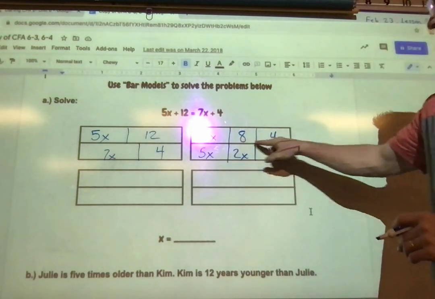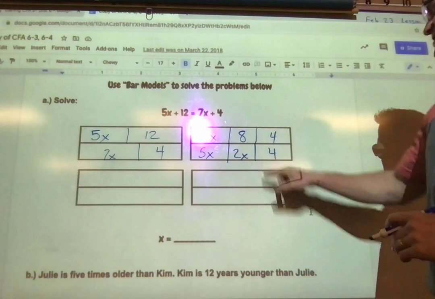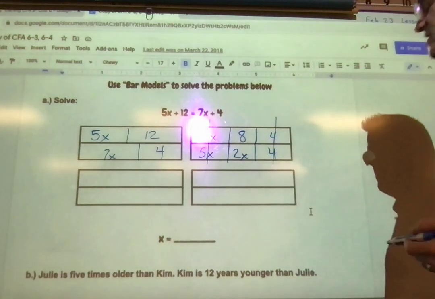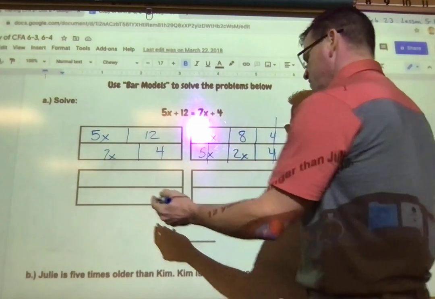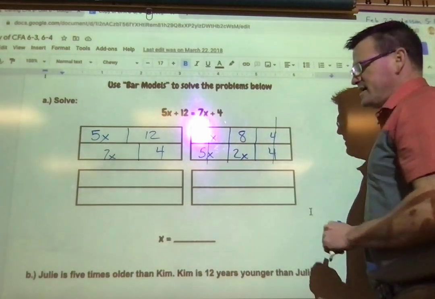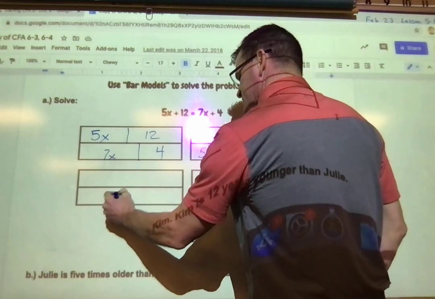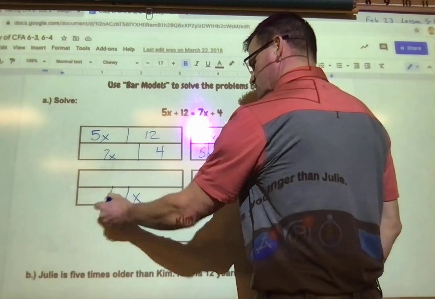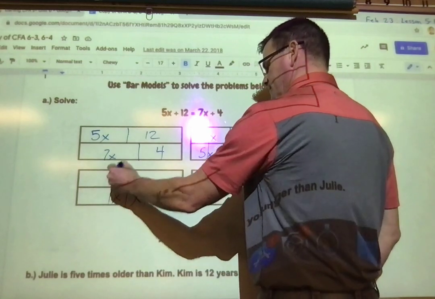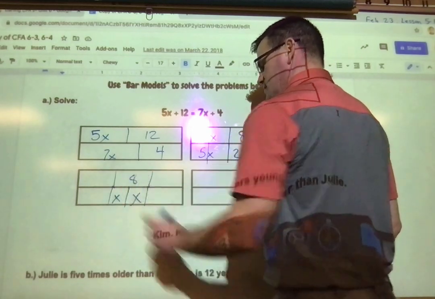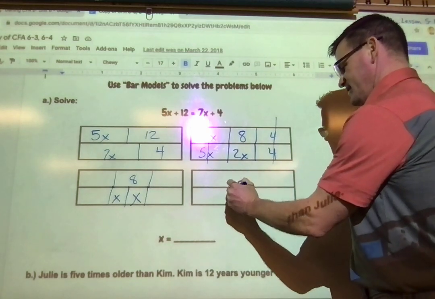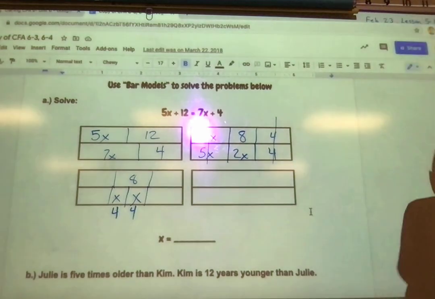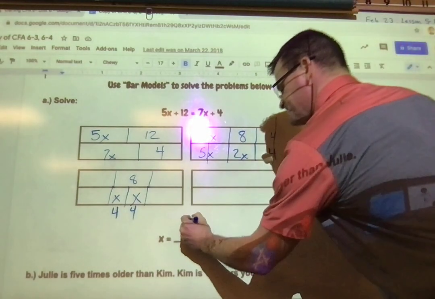And this is still 5x plus 12, and this is still 7x plus 4. Now I know these 5x equal each other. So really what I'm left with is 2 x's have to equal 8. Sometimes we can rewrite this, and I'll just do this part of it. I have those 2 x's there, and they have to equal 8. So I know then that each x has to be 4, because 4 and 4 equals 8. So in this case, x has to equal 4.